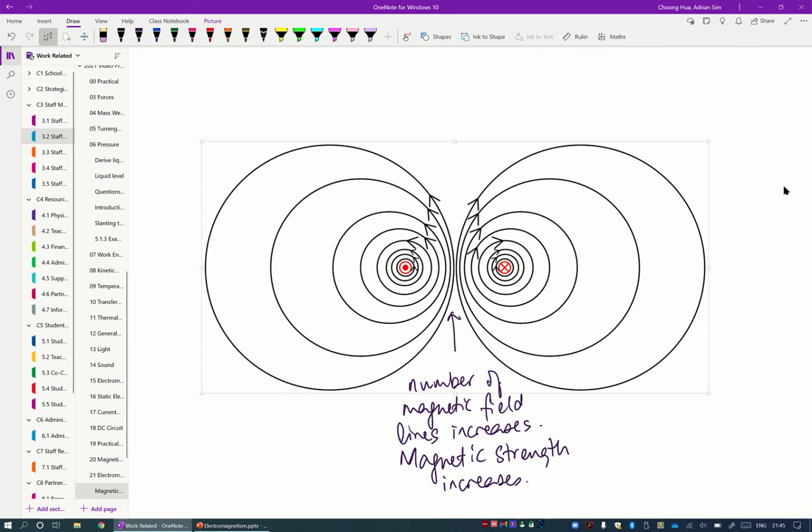Now, let's look at the other two regions. Okay, let's call this region A and let's call this region C. So we call the center region B. Now let's take a look at A and C. Right, for A and C, the magnetic field lines are further apart.